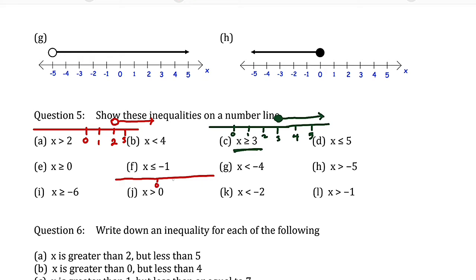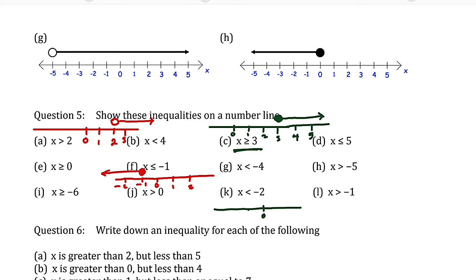Suppose we have 0 here, we have 1 here, 2, to the left we have -1, -2, and so on. So under -1, because it is less than or equal to, we are going to form a closed circle on top of -1. And because it is less than, it must point towards the left hand side. Something like this.